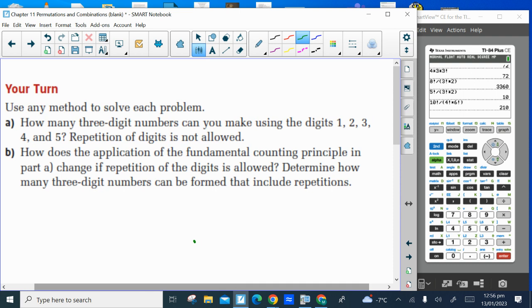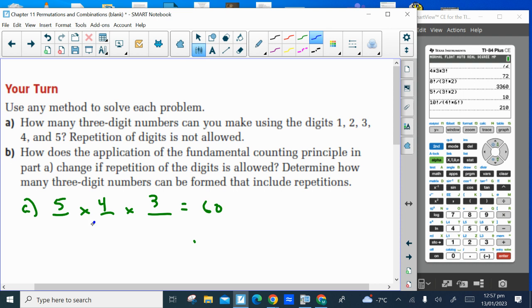How many 3-digit numbers can we make using digits 1, 2, 3, 4, 5, and repetition is not allowed? Okay? So we could do this one a couple different ways. One of them would be using the fundamental counting principle. There are no restrictions. It doesn't have to be even. It doesn't have to be greater than a certain value. You're just arranging 3 of these 5. So you'd have 5 choices for the first digit, then 4, then 3. 5 times 4 is 20, times 3 is 60. So that would be one way to do it.